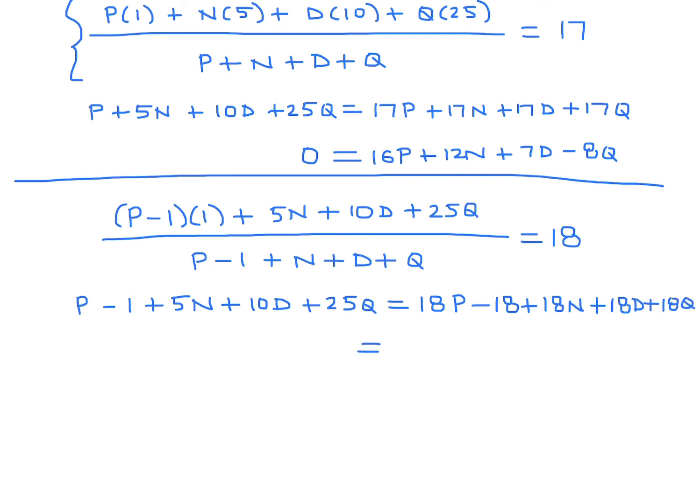All right, let's put everything on one side. 17P plus 13N plus 8D minus 7Q. And then minus 18 plus 1, so minus 17 equals 0. All right, I got two equations. I'll call this equation 1. I'll call this equation 2.